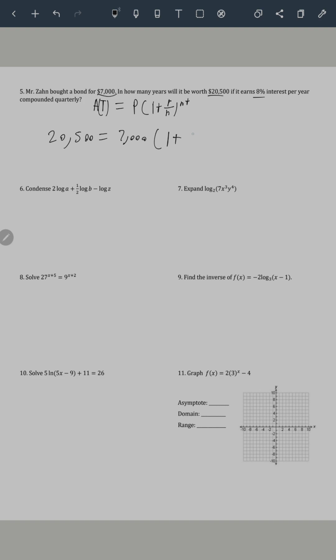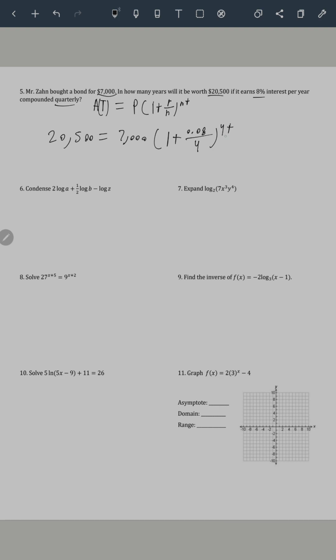So 1 plus 0.08, right? Because it's 8% over 100, so we just do 8 over 100. 8 over 100 is 0.08. 0.08 over number of times per year. Number of times per year, it says quarterly. When it says quarterly, it means most likely 4, because there are 4 quarters in a year, so yeah, that's why I know.